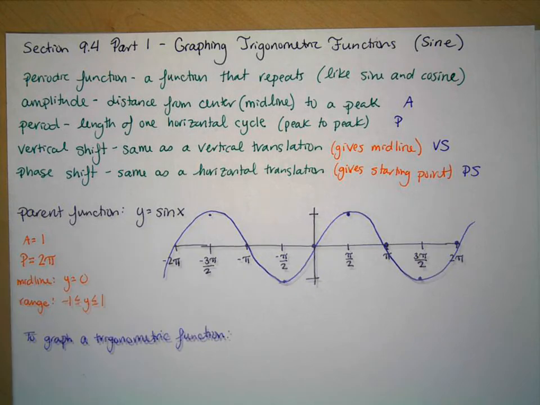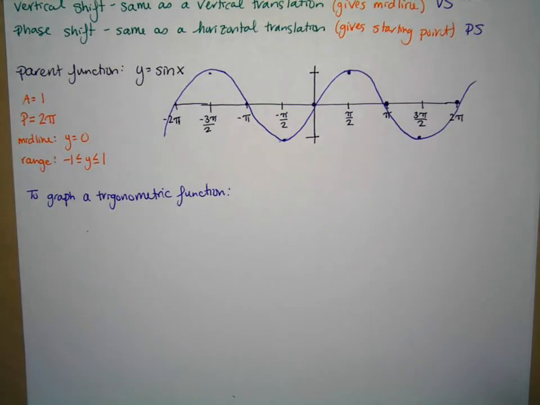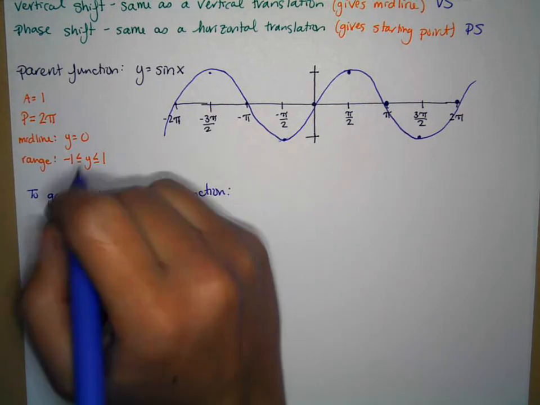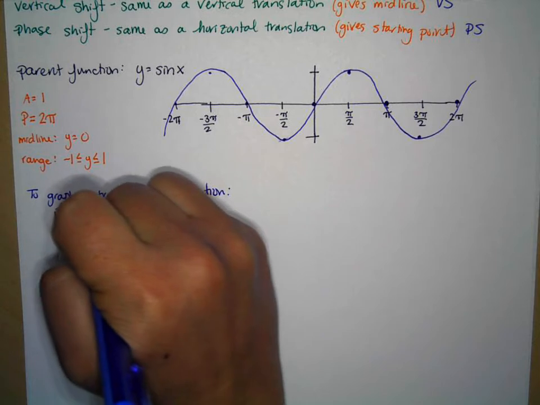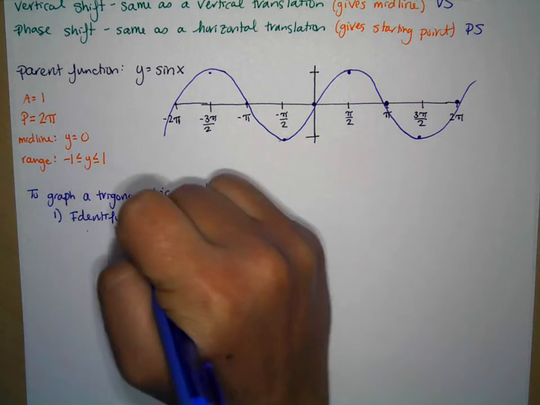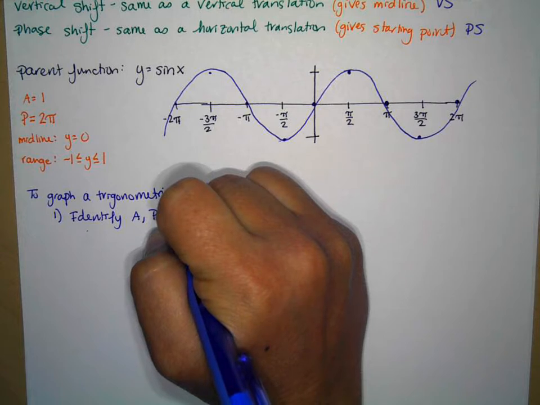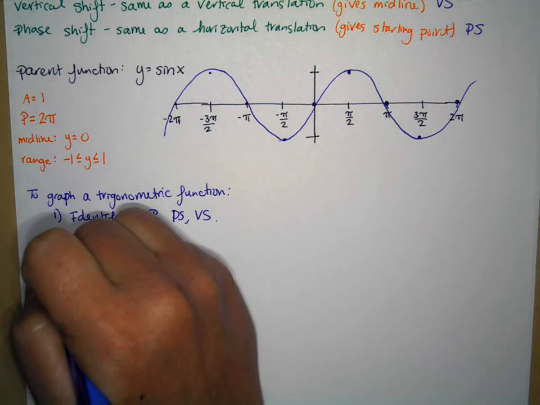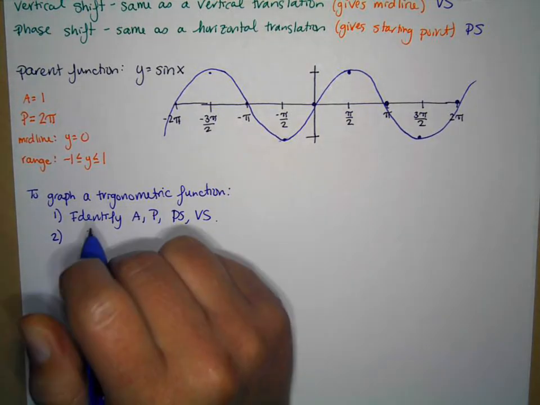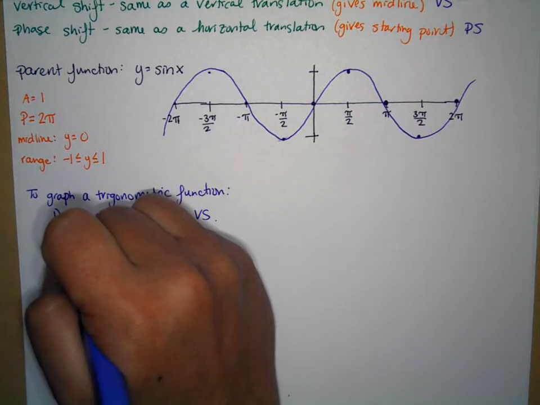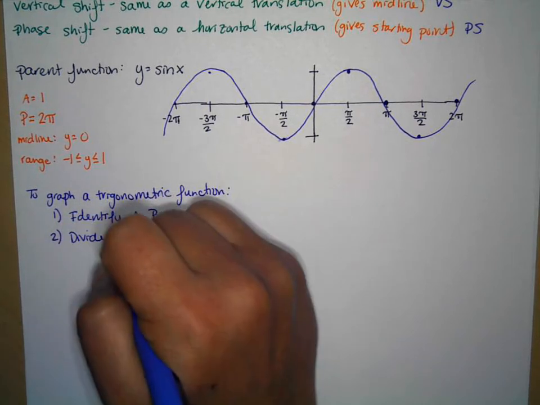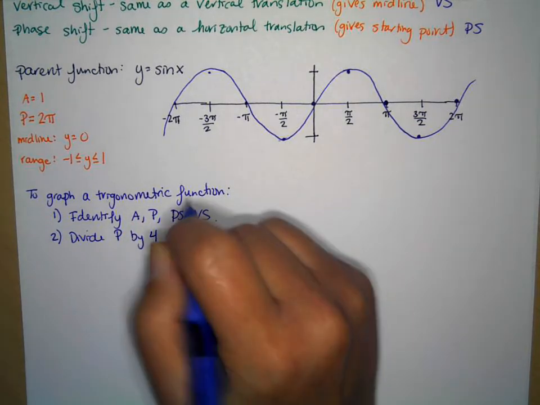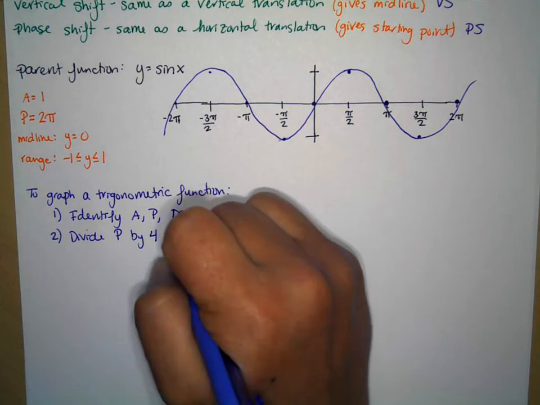All right, so to graph a trigonometric function, we're going to start by identifying our amplitude, period, phase shift, and vertical shift. The second thing we're going to do is divide the period by 4 to get our x-axis scale.